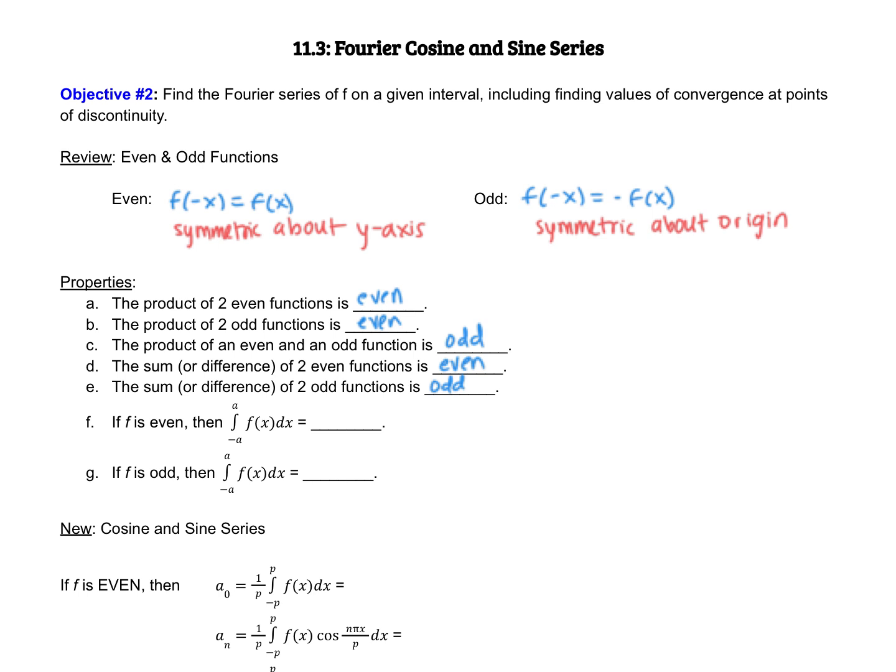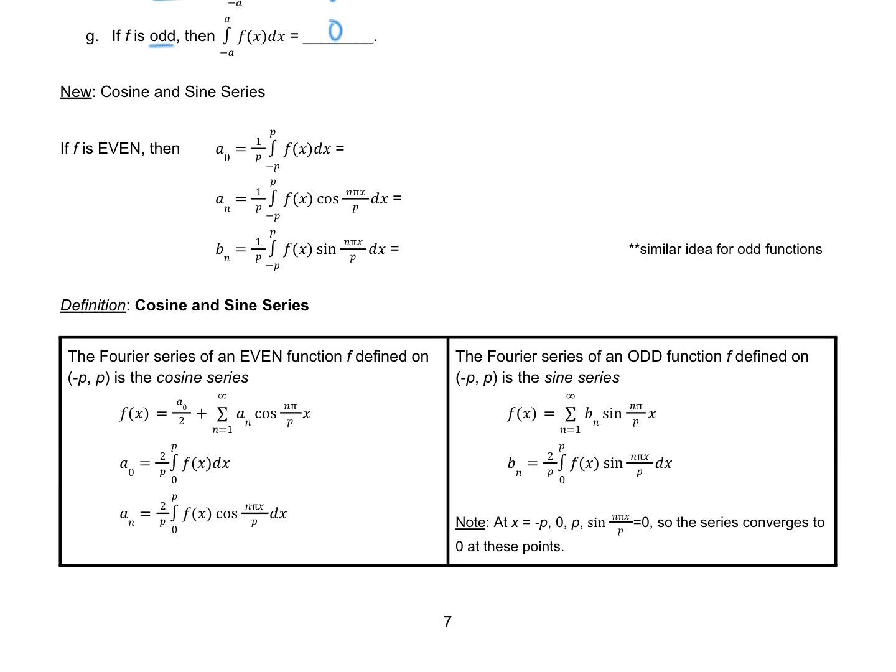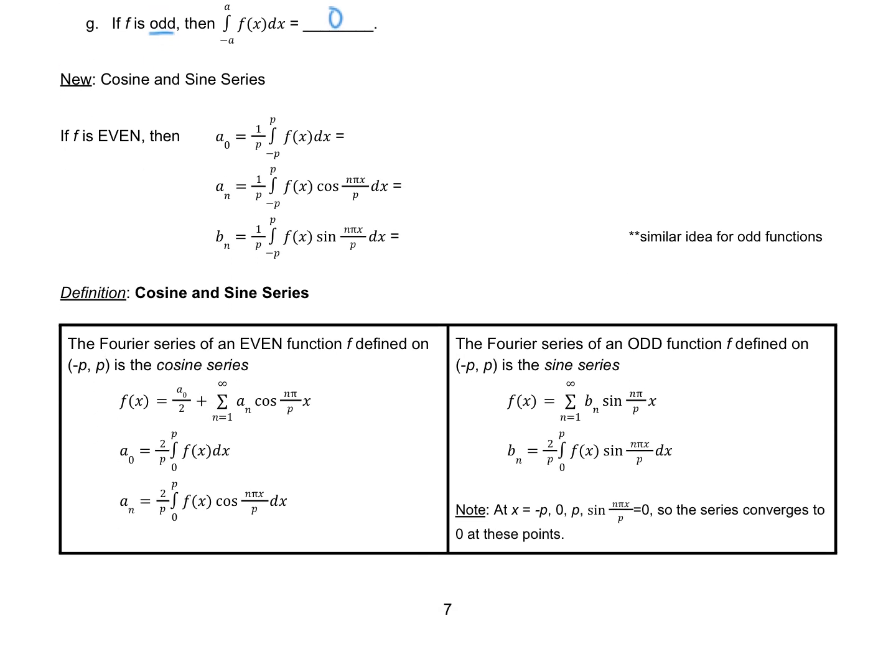And then the last two: if f is even, and we are taking the integral of f from negative a to a, what we can do instead is take the integral of f from 0 to a and then double that result. That's if the function is even. If the function is odd, though, and we're looking at the same integral, integrating f of x from negative a to a, because the function is odd, we're going to end up with 0. So all of these ideas of even and odd functions are going to lead us today to what's new, and that's cosine and sine series.